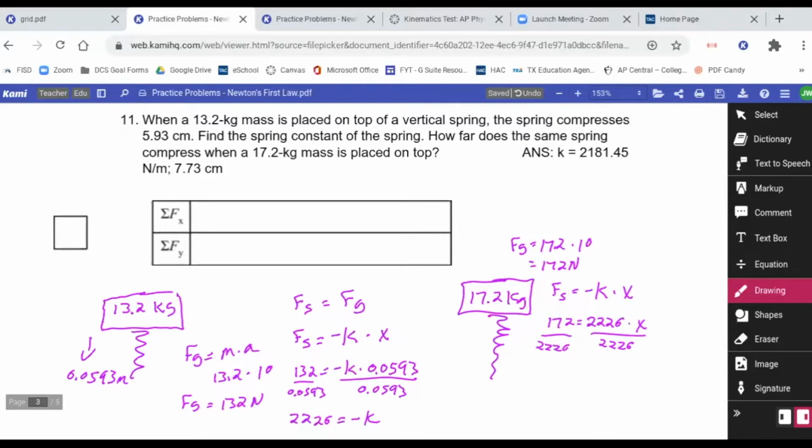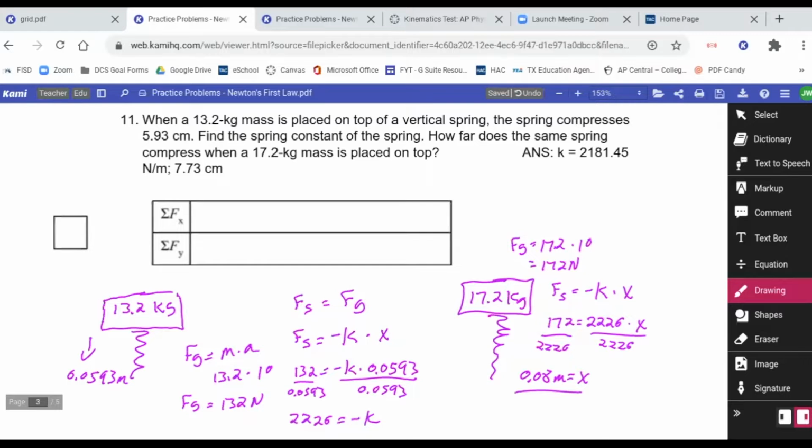And I get 172 divided by 2,226 equals 0.077. So I'm going to call that 0.08 meters equals my displacement. Now, you did get a new formula. It's Hooke's law. It is on your formula chart. It is legal to use and have access to during any test or quiz. Force of the spring is the constant times the displacement.